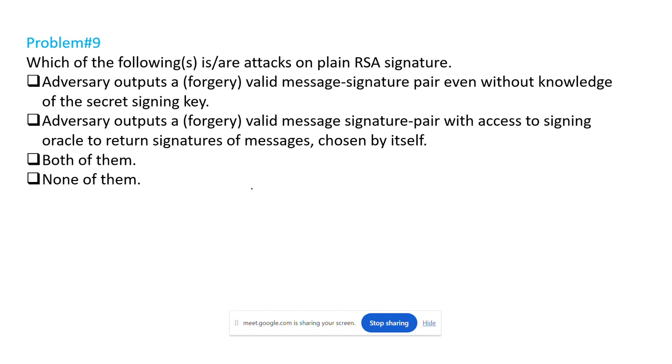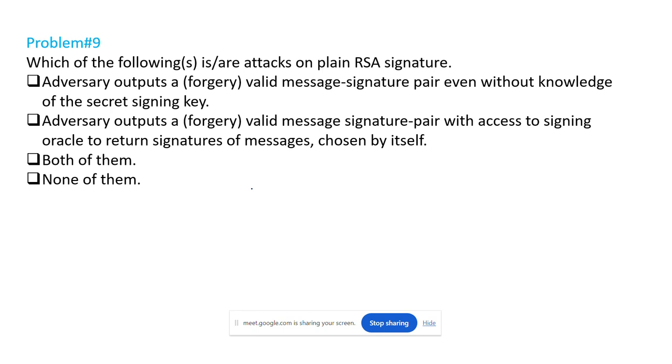So which of the following is or are attacks on plain RSA signature? Adversary outputs a forgery: a valid message signature pair even without knowledge of the secret signing key. Adversary outputs a valid message signature pair with access to a signing oracle to return signatures of messages chosen by itself. Both of them, none of them. These are based on various kinds of attacks described in the lecture on plain signature. Think of it for 2 minutes and you can answer.